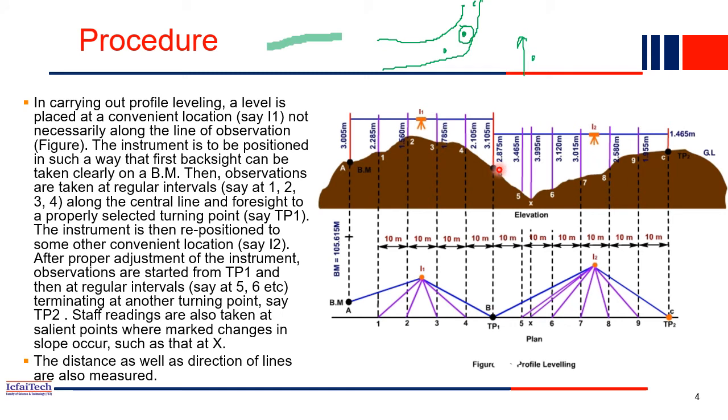And as I mentioned, these B, C are actually turning points. We call it TP, turning point 1, turning point 2, and like that it goes. So this is the procedure for profile leveling.